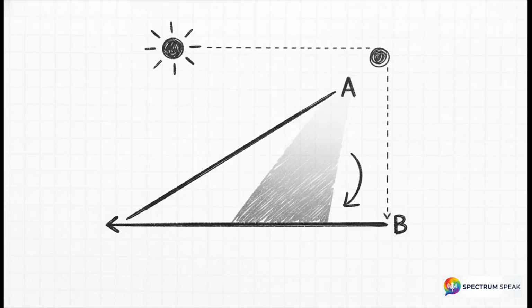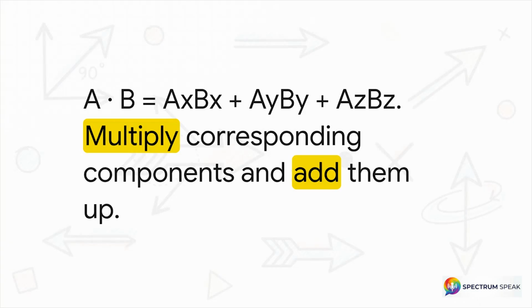You're basically taking the lengths of both vectors, and then you're scaling that result based on how much they're aligned with each other. And this brings us to my absolute favorite way to think about this, the shadow analogy. Imagine you've got a light shining directly down on vector B. The dot product is literally the length of the shadow that vector A casts onto B. It's a measurement of projection.